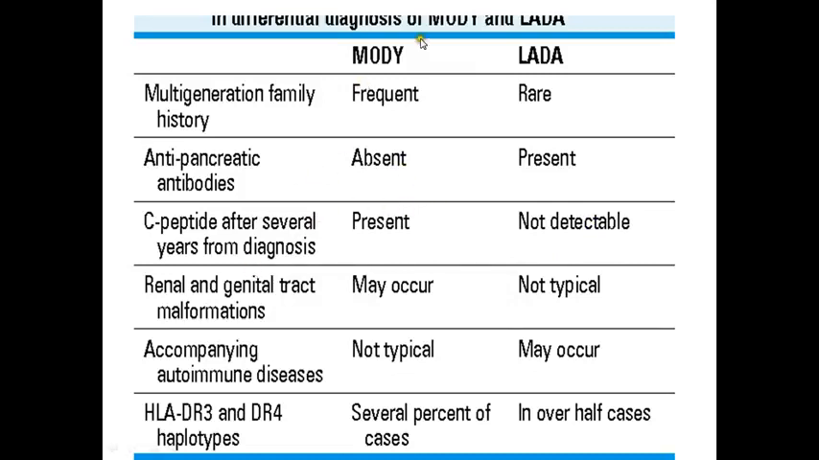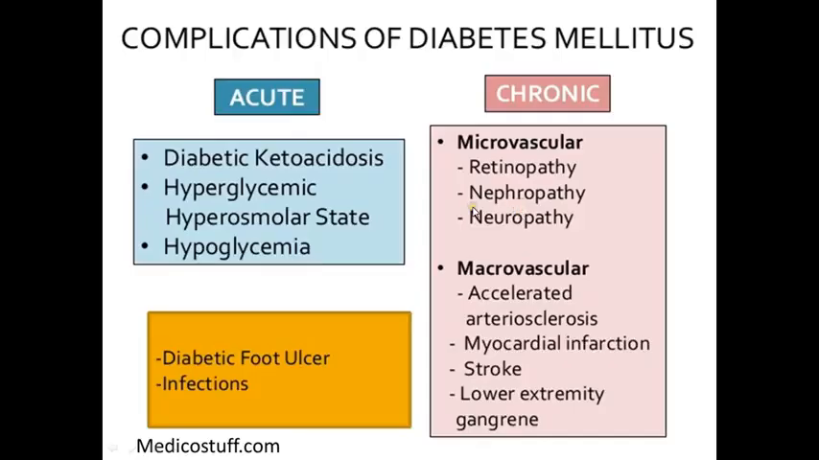Renal and genital tract malformations can be present in MODY. They are not present in LADA. MODY patients do not have autoimmune diseases, but LADA patients can have autoimmune diseases.